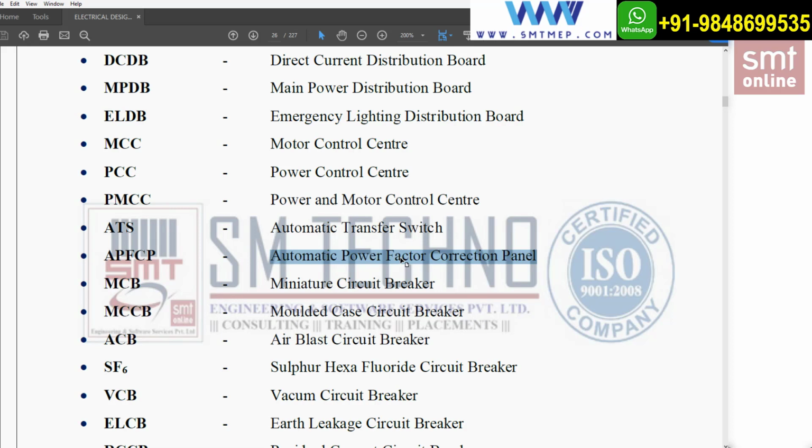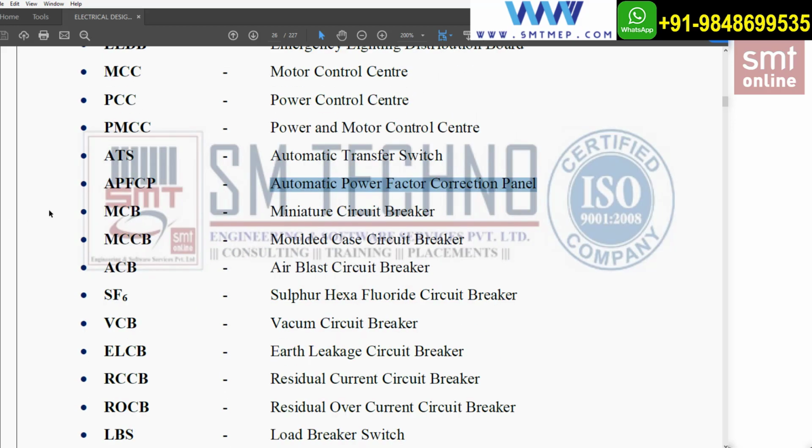Also remember that in my building, for example, if I have some 10 machines, I will not use all the 10 machines at the same time. One by one, the capacitors will turn on. For that reason, to maintain the order, we have the concept of the automatic power factor correction panel over here.